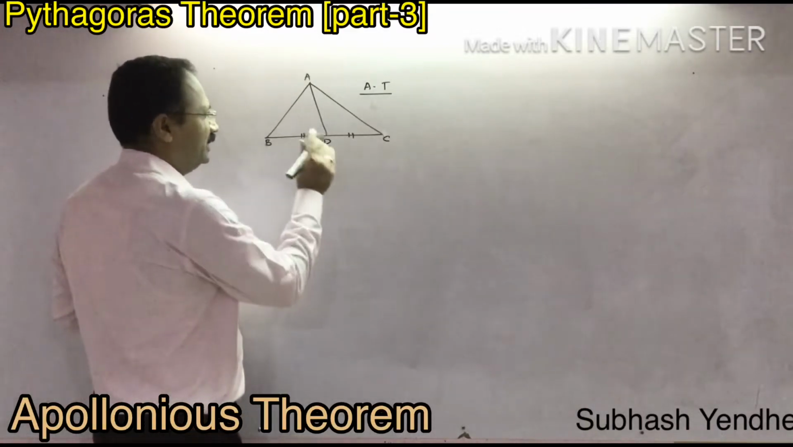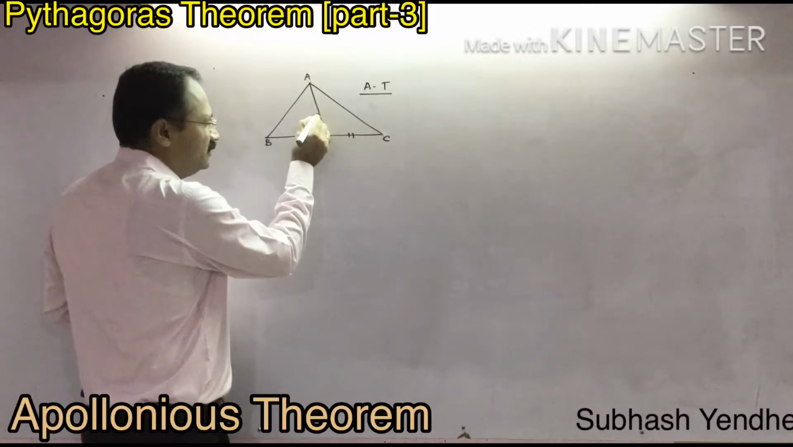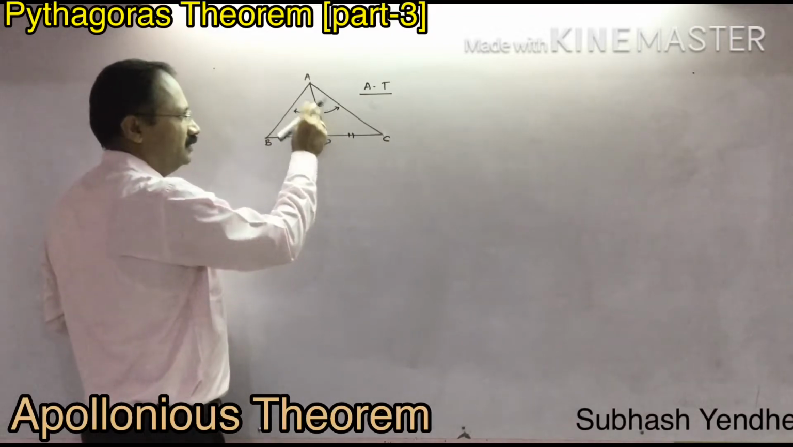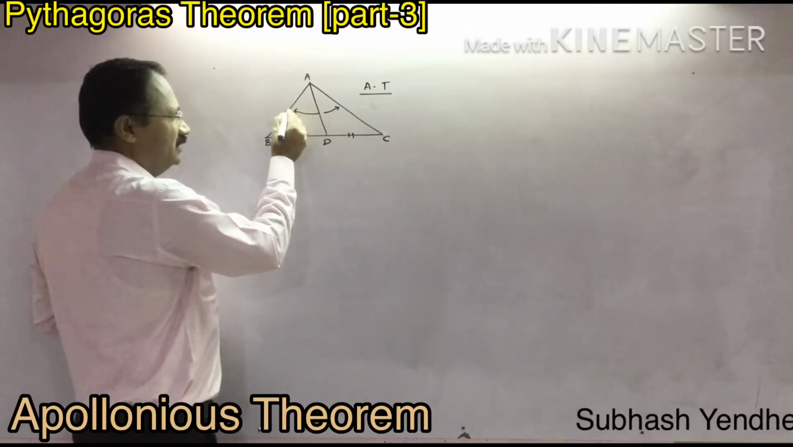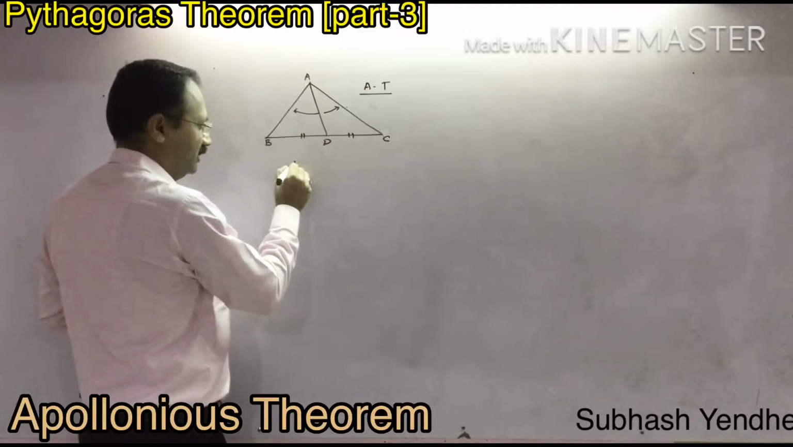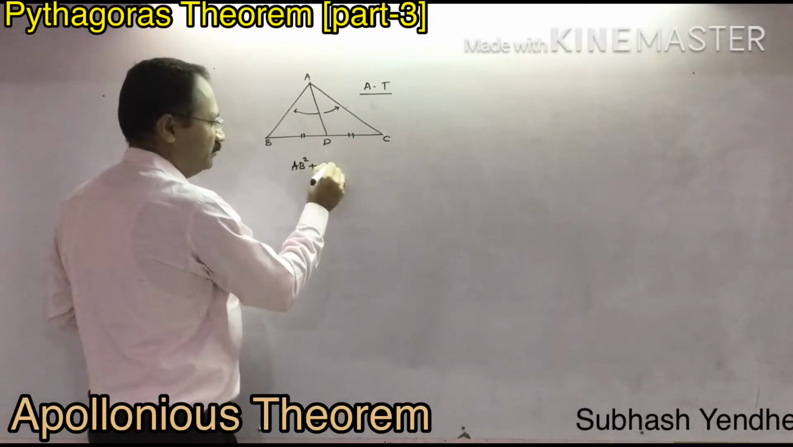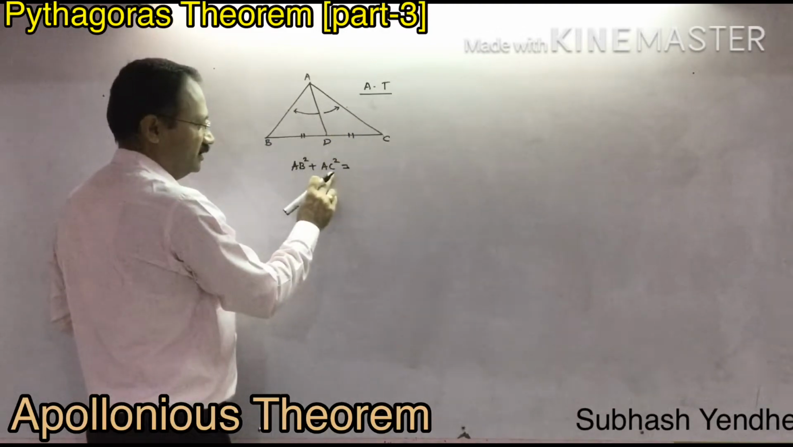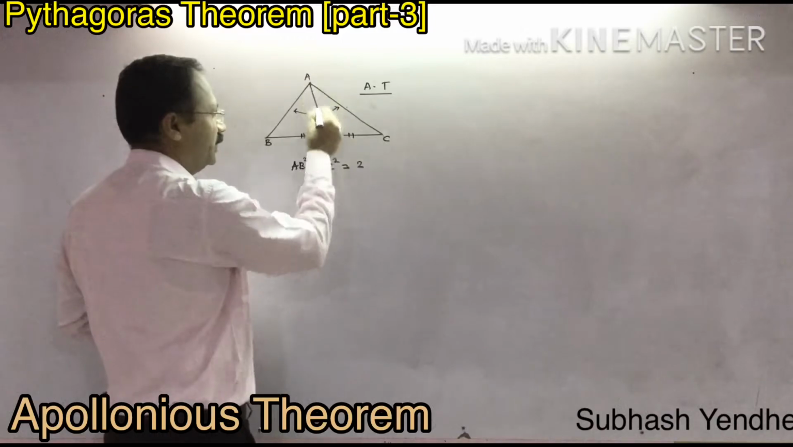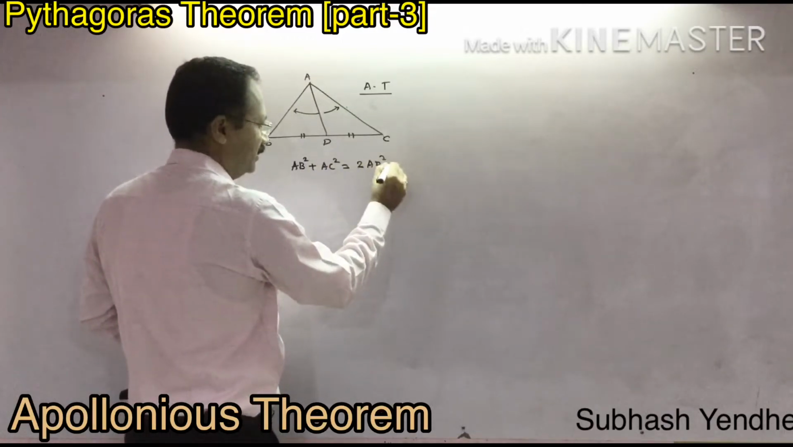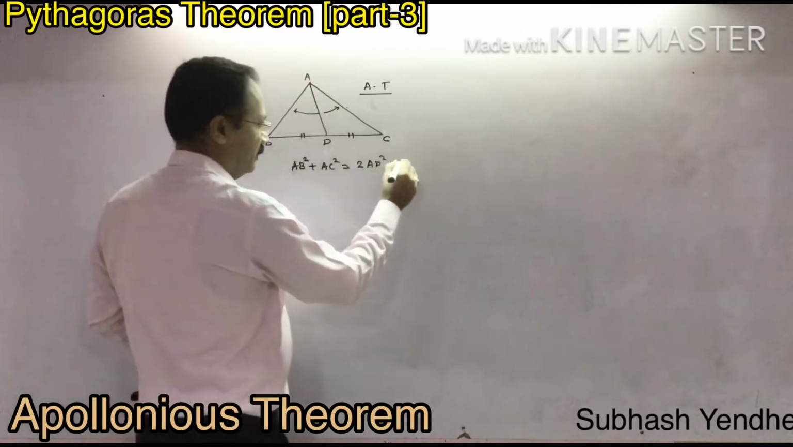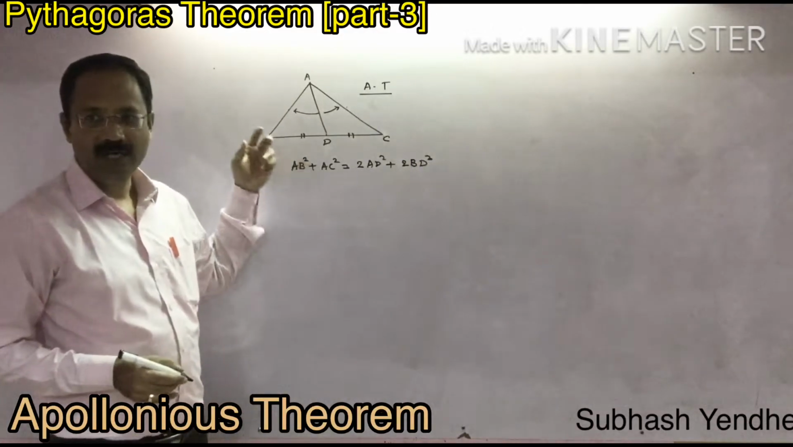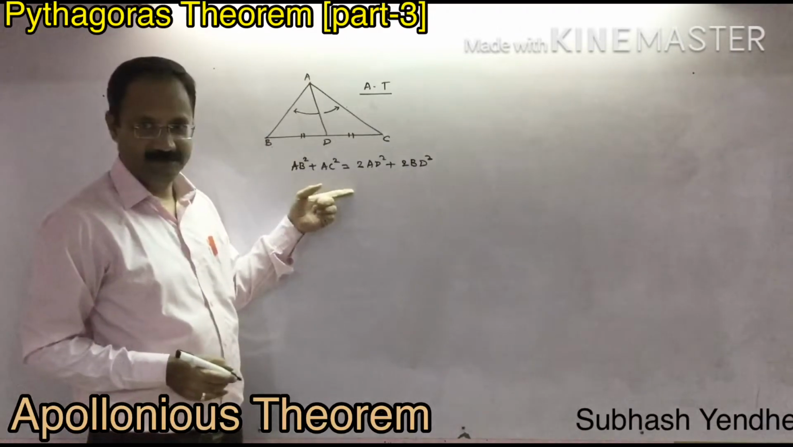What it tells? It tells us that these are the two sides which are related to the median. So which are they? AB and AC. So it tells us that AB square plus AC square, the sum of the squares of these two sides, equals 2AD square, means median square, plus 2BD square, the half part of this one. This is called Apollonius theorem.